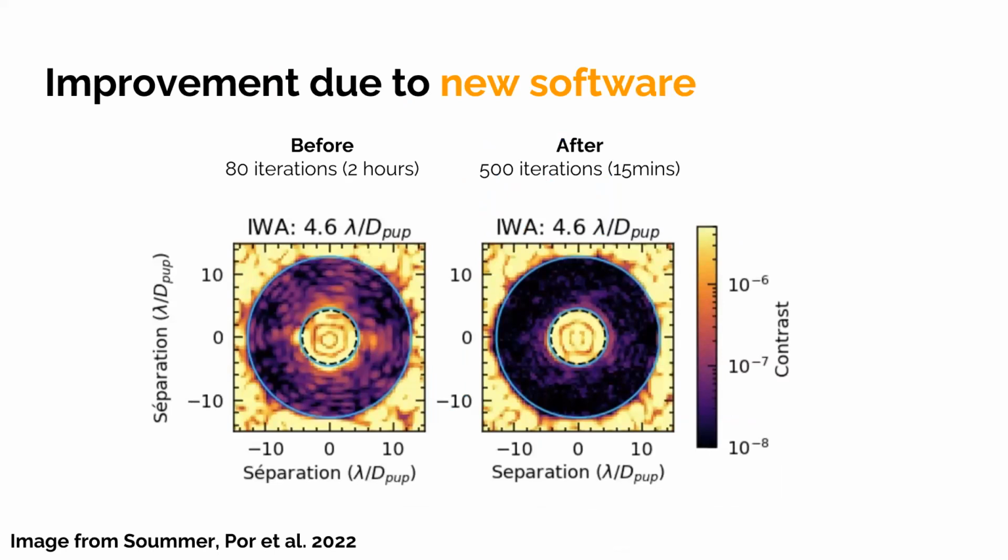So does this work? Here's a comparison of our old software and our new software. This was run on the same day, just literally an hour apart, showing that yes, going faster actually helps us get down in contrast quite a bit. On top of just being able to run more experiments in the same time, right? The left shows 80 iterations in about 2 hours. On the right is 500 iterations, more than 6-7 times as much in only 15 minutes, meaning that you can do 8 times more experiments in the same amount of time.